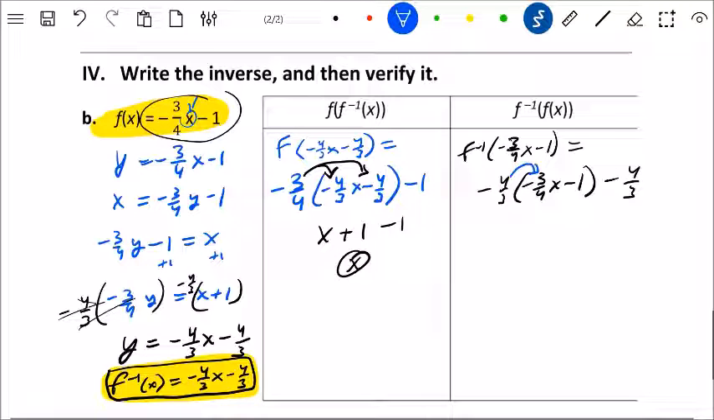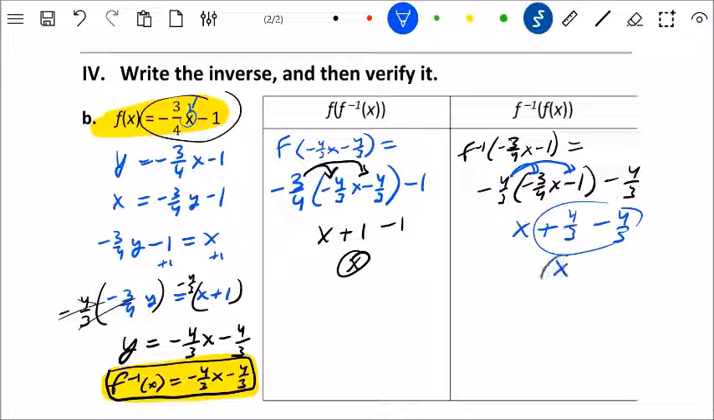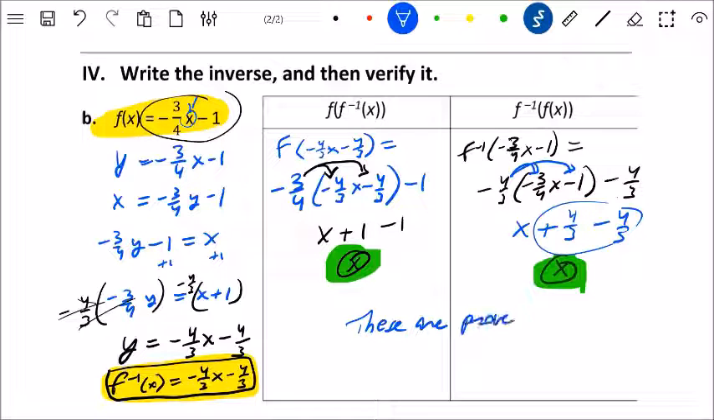So now that times that, the 4's cancel, the 3's cancel, the negatives cancel, I get x. Here, the negatives become a positive, and it's just 1 times that, 4/3. But now I have a negative 4/3, and then this whole thing becomes 0, and I do indeed get the x that both of them need. So that's proof that these are proven to be inverses.